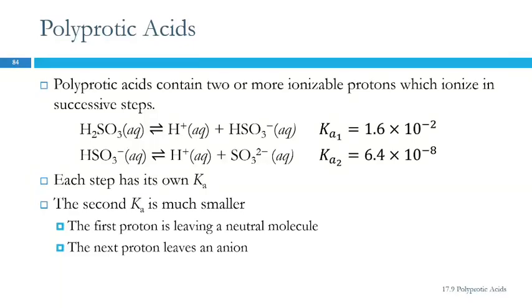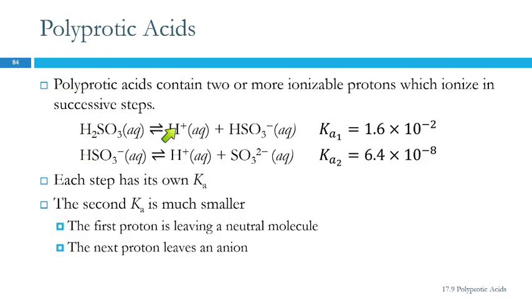So far we've been talking about monoprotic acids, and now we're going to address polyprotic acids. These have two or more ionizable protons, two or more hydrogens at the beginning of the formula. And those ionize in successive steps. So this is sulfurous acid. It's got two hydrogens here.